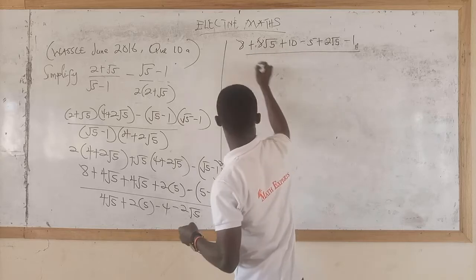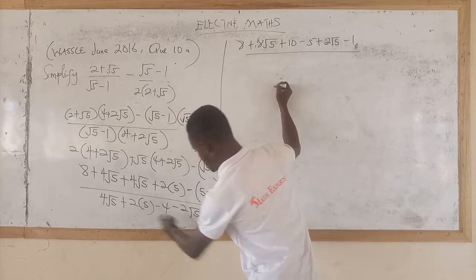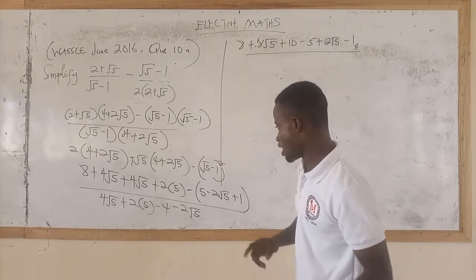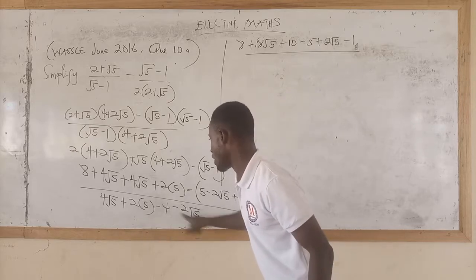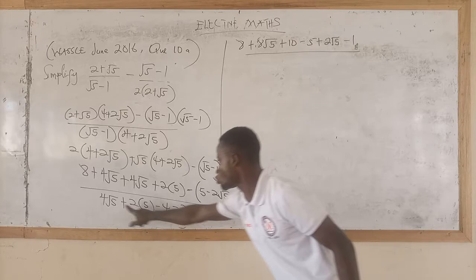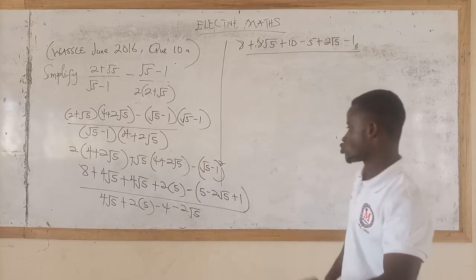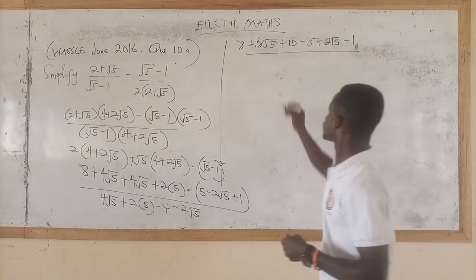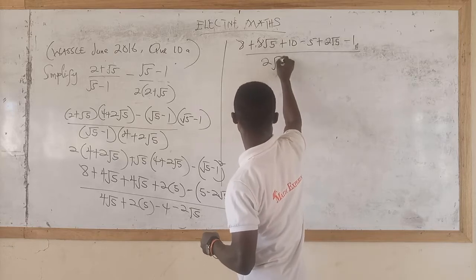And the whole of this will be, take your time here. Here, square root of 5, square root of 5. Hope you are following. Negative 2, 4. So 4 minus 2 will give you 2. So here you get 2 square root of 5.